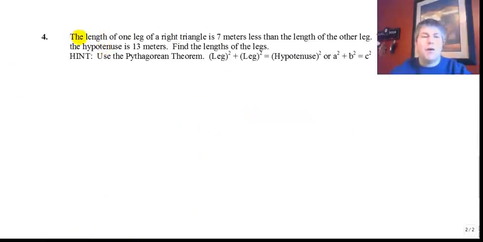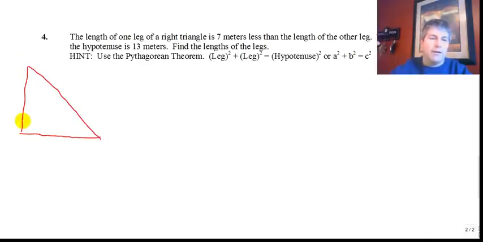And finally, in sample problem 4, the length of one leg of a right triangle is 7 meters less than the length of the other leg. The length of the hypotenuse is 13 meters. So we have a geometry problem here. Of course, I'm going to encourage you to draw a right triangle, which is a triangle with a right angle in it. And I'll identify some of the sides for you.